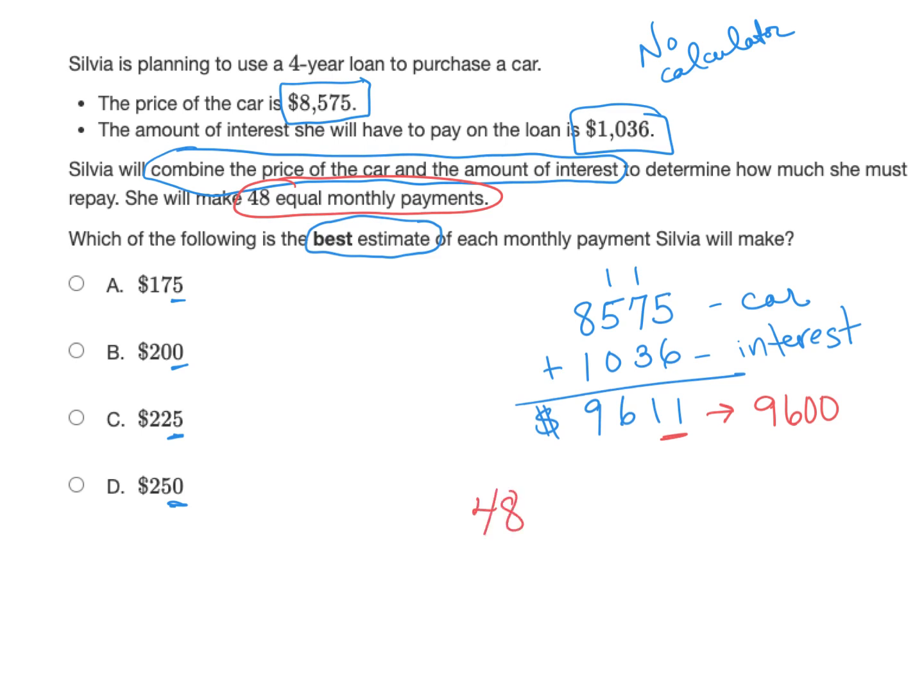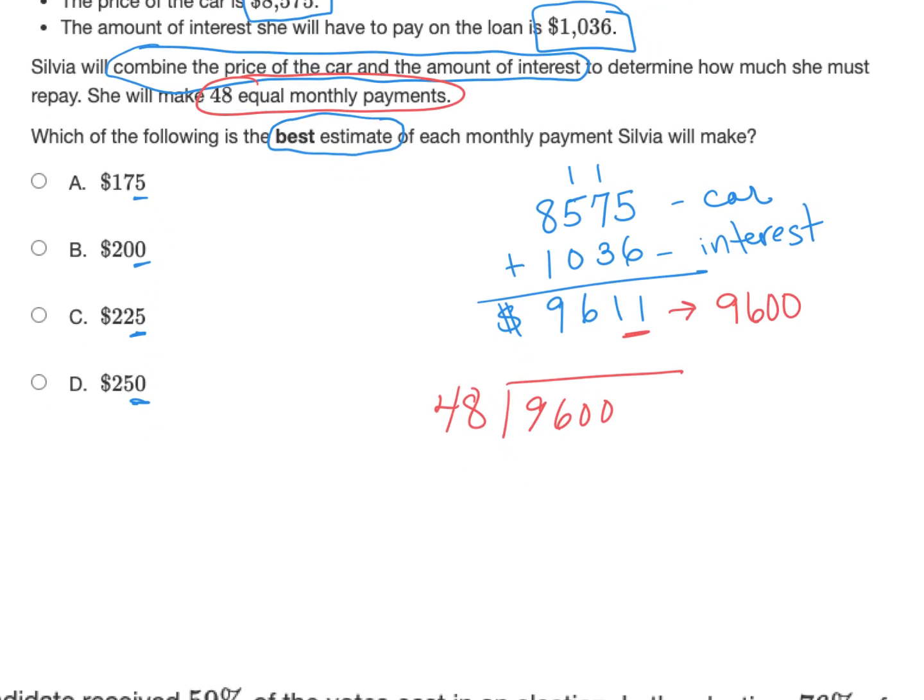So 48 into 9,600. Okay. So when we divide, we're looking for a number that, when we multiply it by 48, we get something close to 96. So I'm going to do 48 times 2 to see how much that comes out to be. 2 times 8 is 16, carry the 1. 2 times 4 is 8 plus 1 is 9. Oh, well, there you go. It's 2. 2 times 48 is 96.